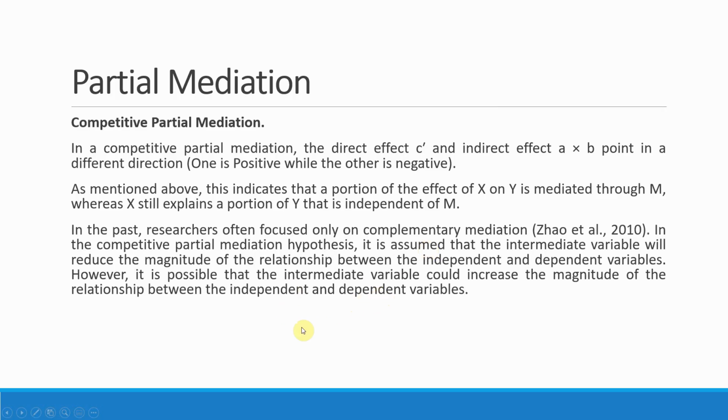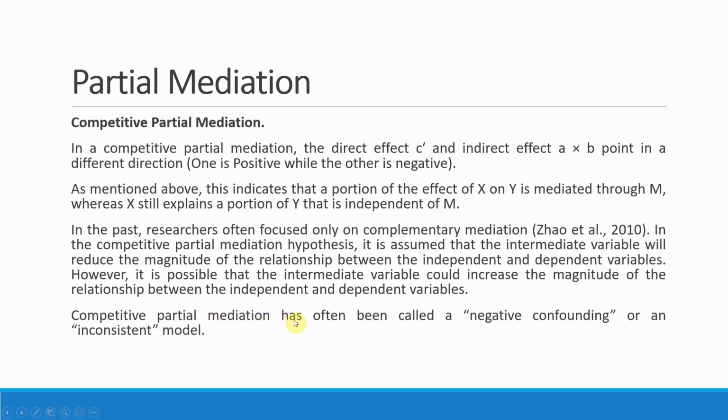Moving on. Previous researchers only focused on complementary mediation. In the competitive partial mediation hypothesis, it is assumed that the intermediate variable will reduce the magnitude of the relationship between the independent and dependent variable. However, it is possible that the intermediate variable could increase the magnitude of the relationship between the independent and dependent variable. It's not just that with the inclusion of the mediating variable, the impact of IV on DV gets reduced. There are times when the impact of IV on DV in the presence of the mediator actually increases.